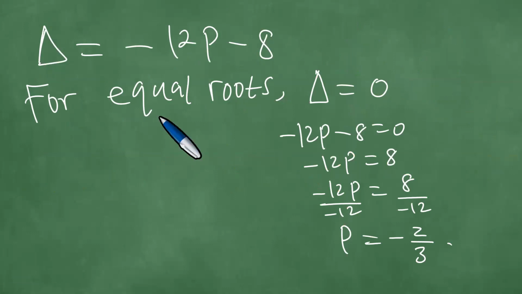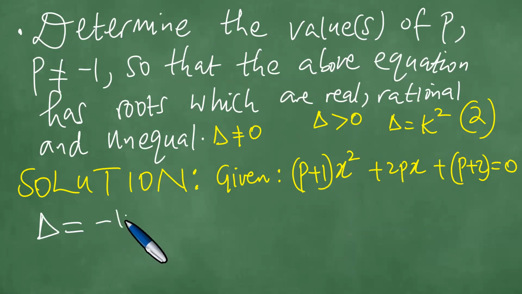What is delta? Delta, we already know, is minus 12p minus 8. That is delta. We just need to apply these properties and then say delta must be greater than zero. Delta must be a perfect square, but delta cannot be equal to zero. And what is then the answer to this question?